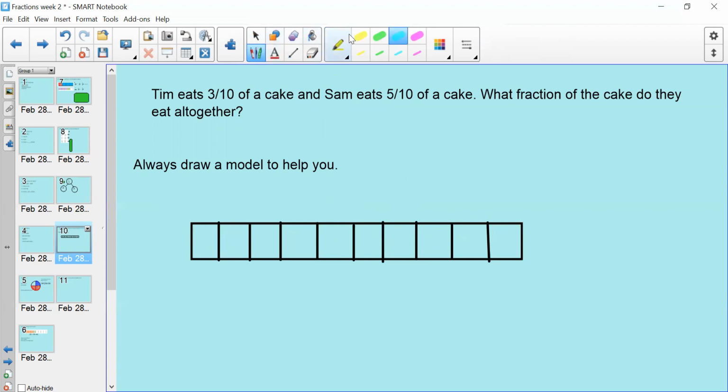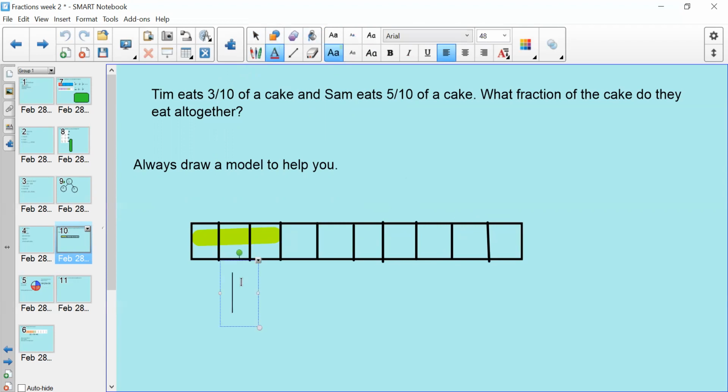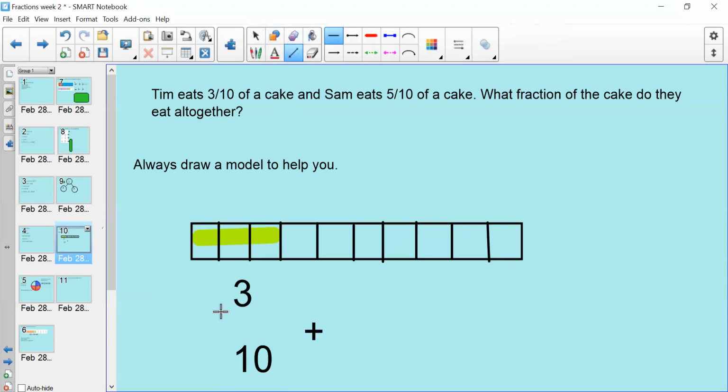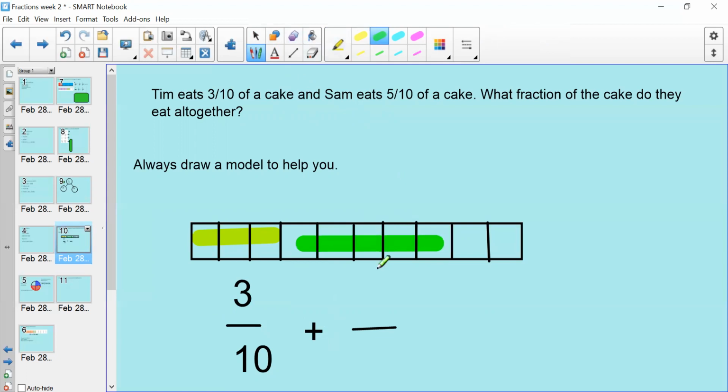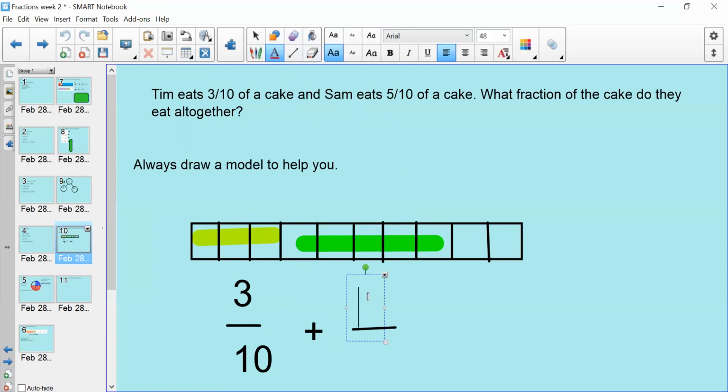And then it says that Tim eats 3/10. So we can shade 3/10, and then write down 3/10 because that is what he ate. Okay. And then we know that Sam eats 5/10. So 1, 2, 3, 4, 5/10. So we can write that down.